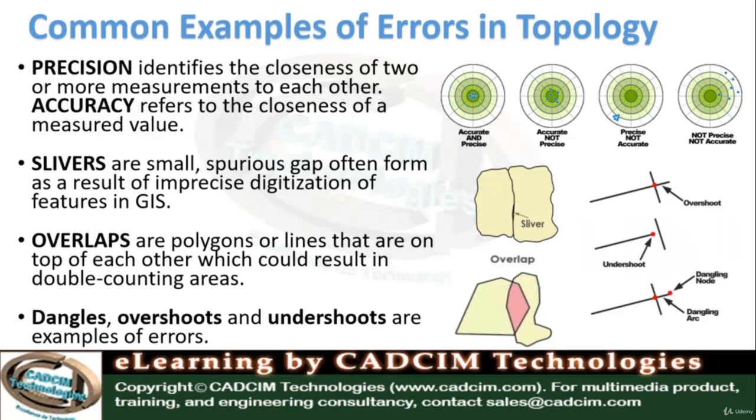The third example is overlap. Overlaps are most commonly seen in polygons or lines that are on top of each other, which results in double counting area. So here in this diagram you can see these are the two polygons which form an overlap here. And there are dangles, overshoot, undershoot, which are the common examples of line errors.